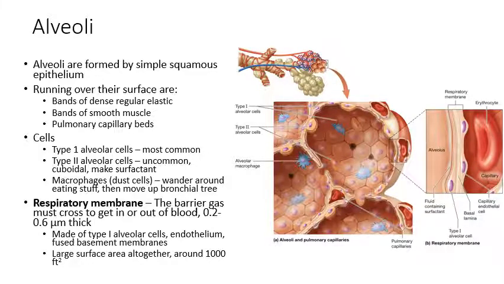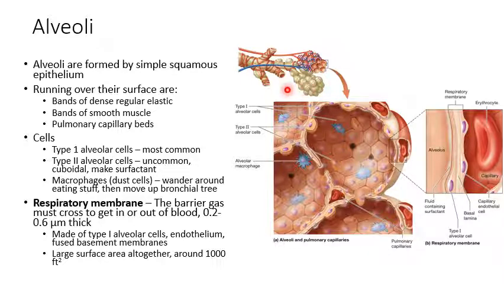So if we look closer at the alveoli, they're really delicate and small and simple. Essentially, all of their wall is made by simple squamous epithelium. It's really as thin as it can be, which means they're also as delicate as they can be. Running over the outer surface of that simple squamous, you have bands of elastic tissue, of dense regular elastic tissue, that help them expand and then go back to their original shape and size.